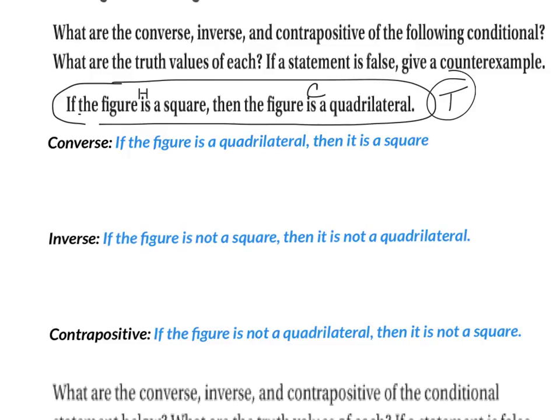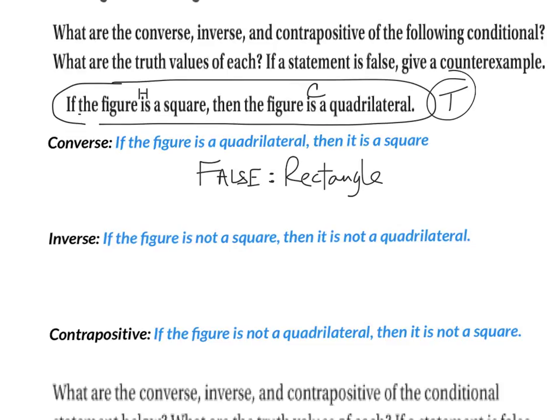Okay, so we've got to figure out, is that true or false? If it's a quadrilateral, that means it's a four-sided figure. If it's a four-sided figure, does it have to be a square? No, it does not. So this one right here is false, because it could be a rectangle and still be a quadrilateral. Okay? All right, so now let's take a look at the inverse.